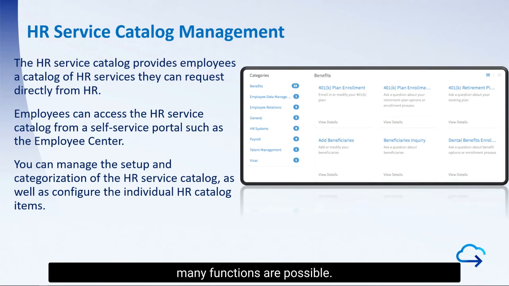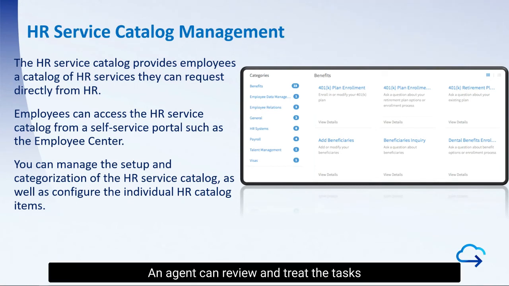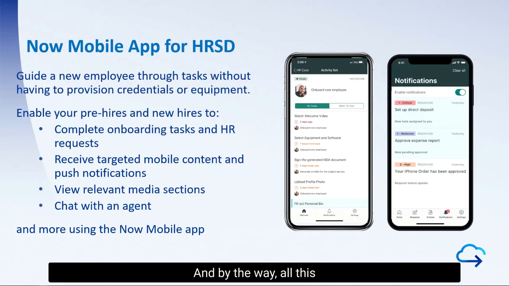From the portal, many functions are possible. An agent can review and treat the tasks assigned to them, and so can an employee. An employee can access a document sent to them by HR and electronically sign it and return it to the HR agent. The portal has chat functions that allow an employee to connect with an HR agent. And with access to the knowledge base through the portal, the employee can seek answers or simply download HR documents. And by the way, all this is available through your mobile device.